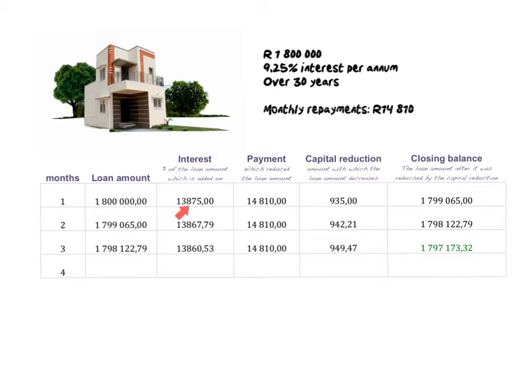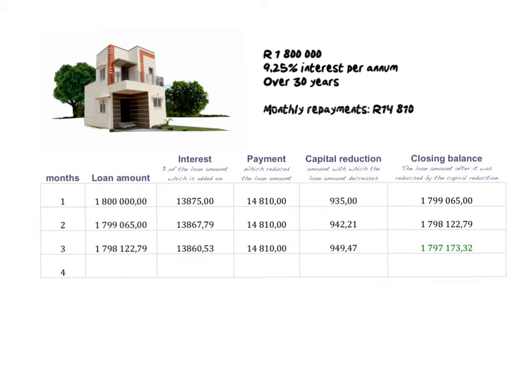Because over here, the interest actually makes that loan amount more, but then the payment makes it less. And the difference between these two is only 935 Rand. So in actual fact, because the interest made your loan amount more and the payment made it less, your capital or your loan amount only decreased with 935 Rand. So that's what we have here. This is only 935 Rand less than my opening balance of 1.8 million because of that interest that was added on.